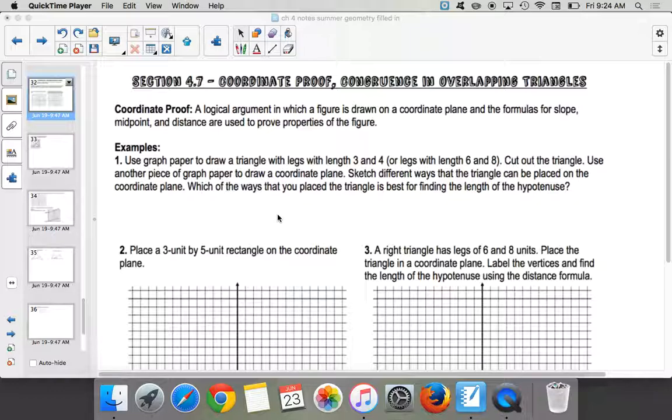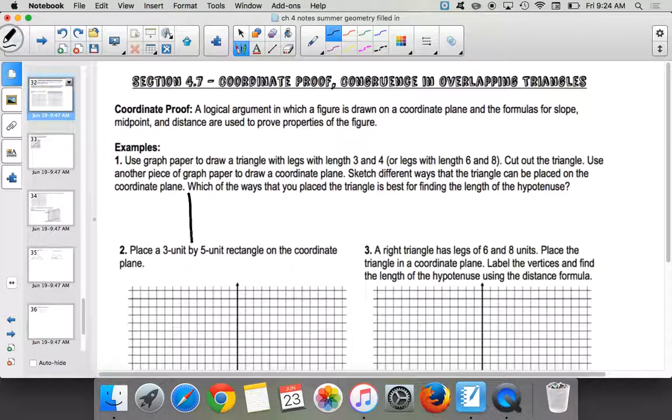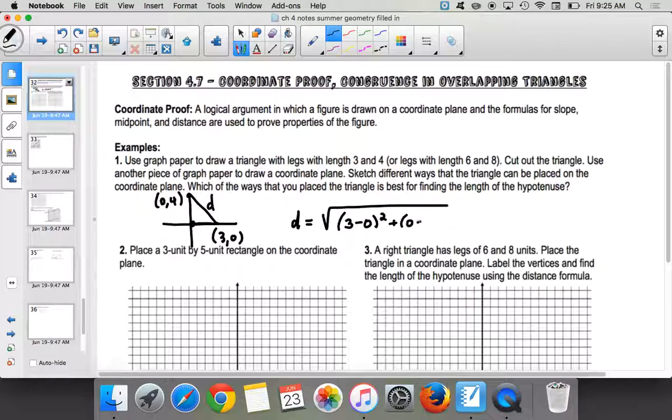So number one, we used graph paper and did this. It says, which of the ways that you place the triangle is best for finding the length of the hypotenuse? We talked about how it was convenient to place a triangle here, so we would have (3, 0) and (0, 4), because if we were doing the distance formula, we had zeros in it. You should have had something that looked like 3 minus 0 squared plus 0 minus 4 squared. And we like having zeros, right? So did you all get a distance of 5?